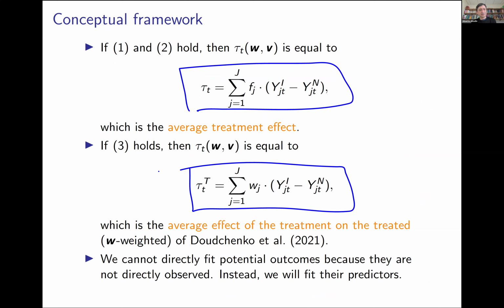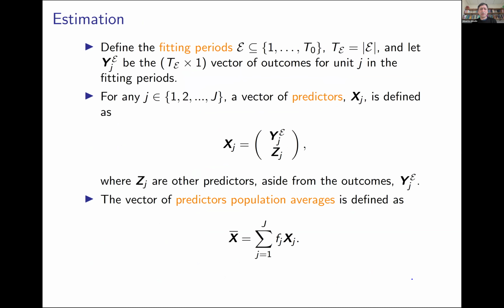Okay. It would be great if we could do that, but of course we cannot directly fit potential outcomes because they are not directly observed. But instead, what we are going to do is fit the predictors of these potential outcomes. Okay, so how are we going to do that?